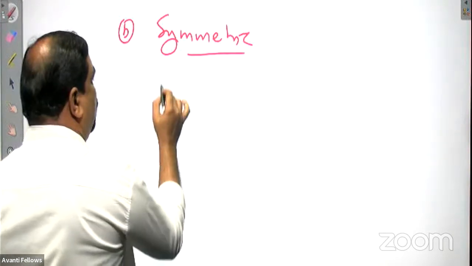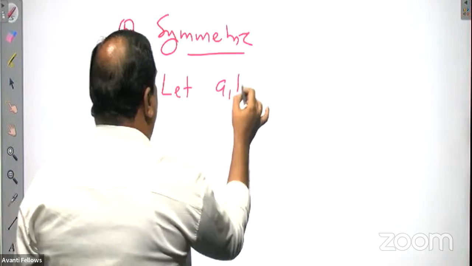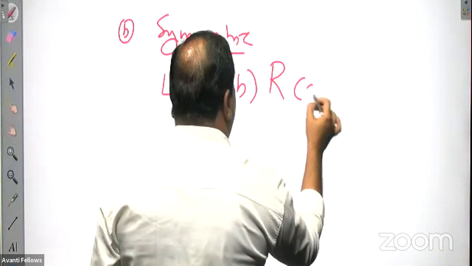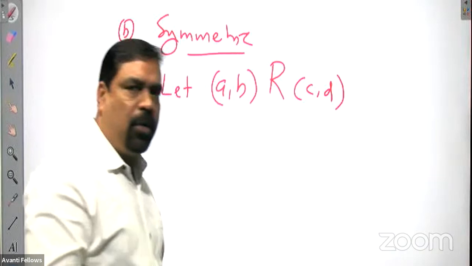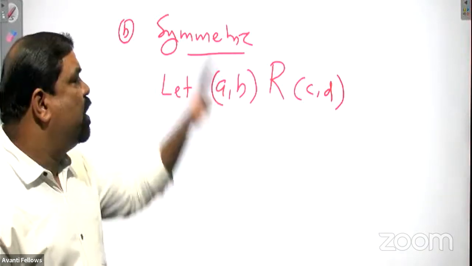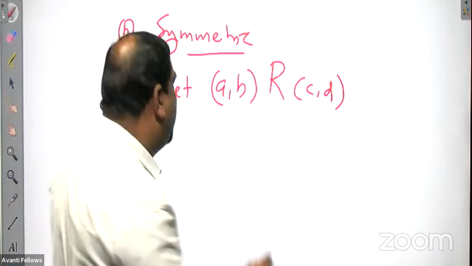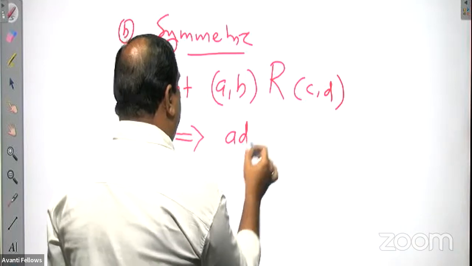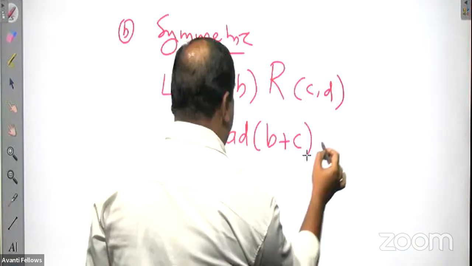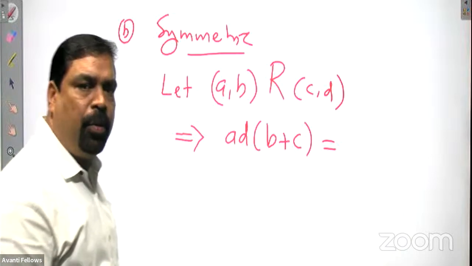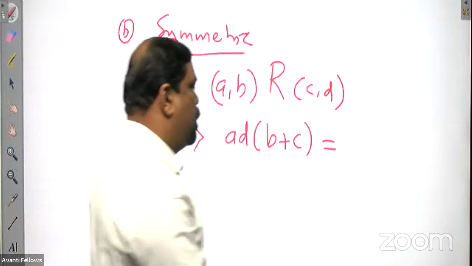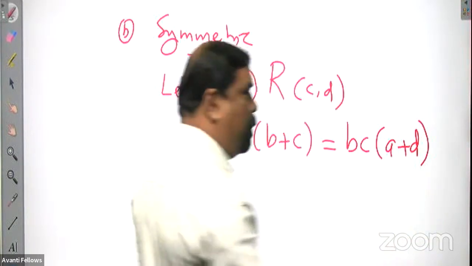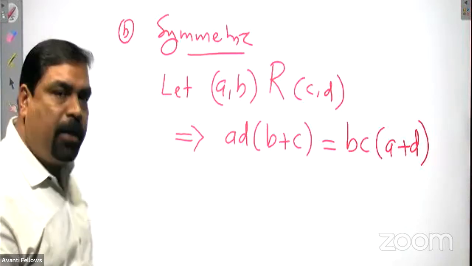For symmetric, so what to do? Suppose (A, B) is related to (C, D). So by definition, which implies AD into (B + C) equals BC into (A + D). Isn't it? Definition.